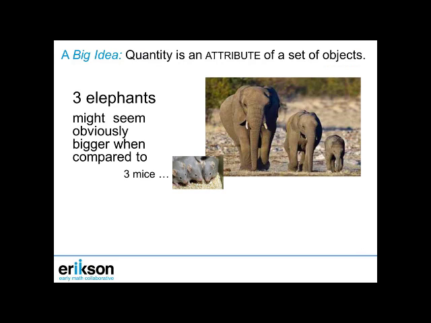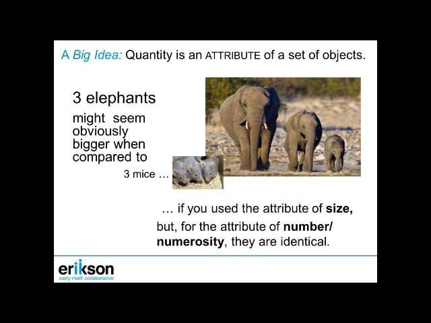Three elephants might seem obviously bigger when compared to three mice. Three elephants could not fit in my living room, and three mice could probably fit in one of my shoes. If you use the attribute of size, three elephants are bigger. But if we use the attribute of number or numerosity, they are identical. So that's one way to think about this big idea. When you say they're identical, what we mean is the sets are identical in terms of number or numerosity.